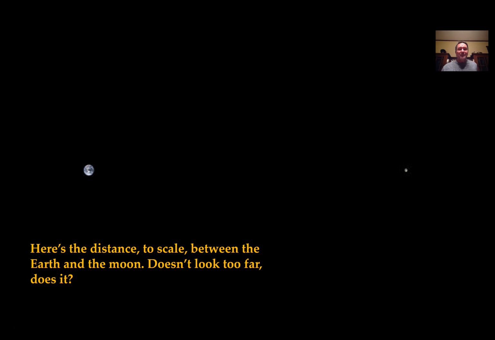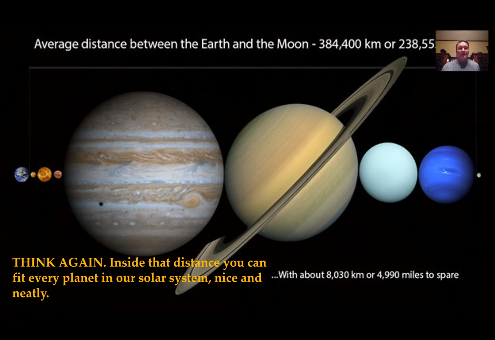Okay, here's kind of a distance to scale between the Earth and the Moon, so it doesn't look too far, but what's really unique is you can actually fit all of the planets within that distance. I found this amazing whenever I first learned this. I was like, whoa, if you put all the planets side by side, you can fit every planet in our solar system in between that actual distance. So the moon is actually quite far away.